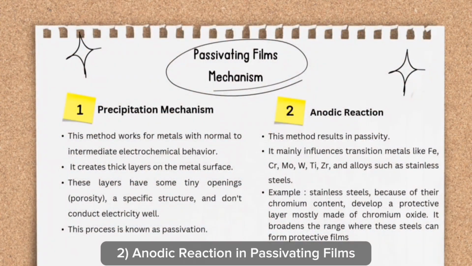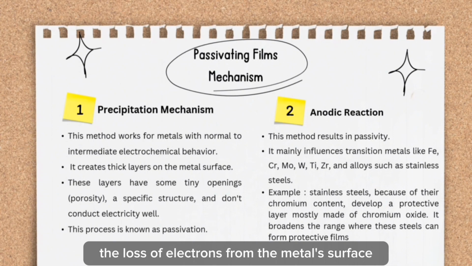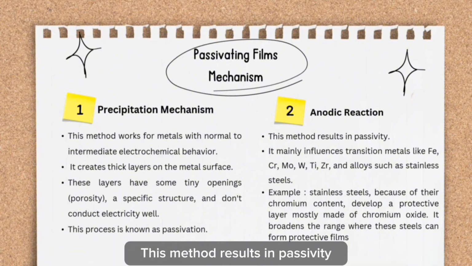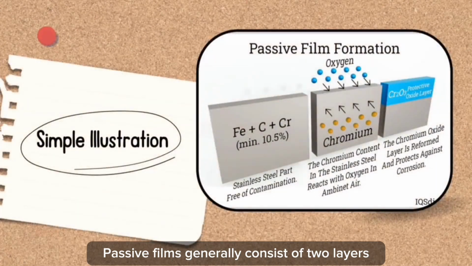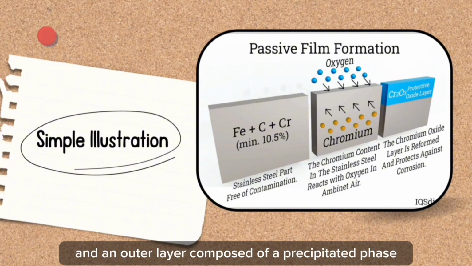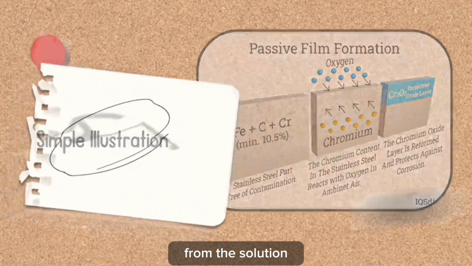2. Anodic reaction in passivating films. This reaction involves the loss of electrons from the metal's surface. This loss of electrons is part of what contributes to the formation and maintenance of the protective passivating film. This method results in passivity. It mainly influences transition metals. Passive films generally consist of two layers: an inner film composed of a barrier oxide layer and an outer layer composed of a precipitated phase, which may react with cations or anions from the solution.